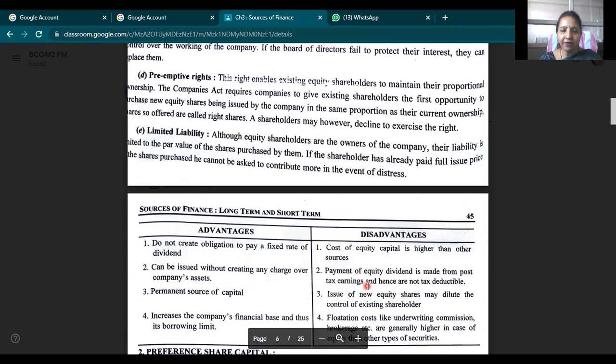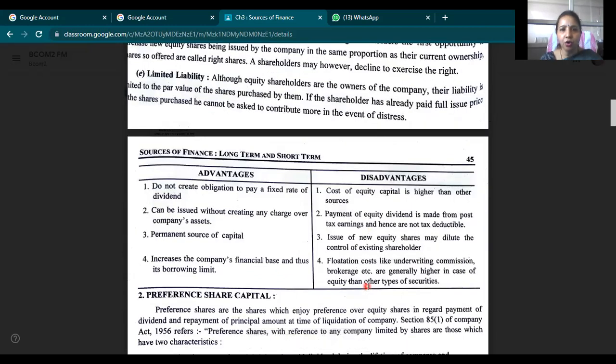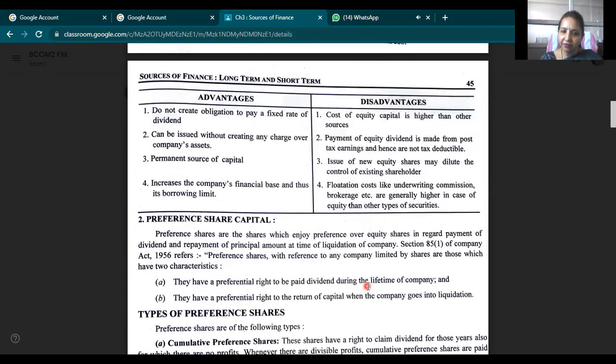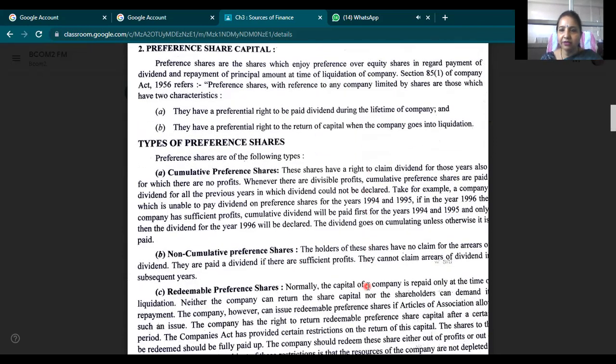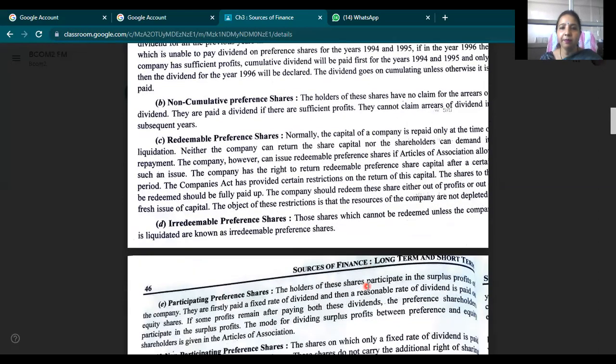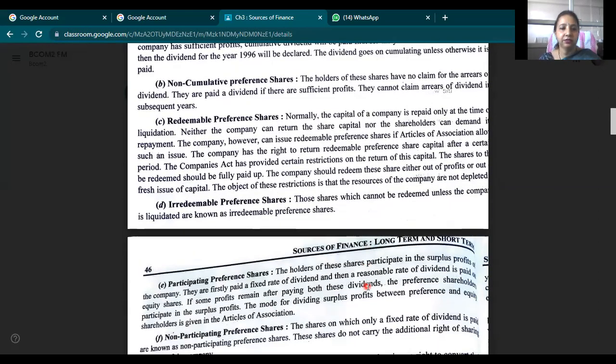Advantage, disadvantage, you already know, so you need not explain all these things. Preference share capital, types of preference. That means in your exam, you will be preparing one chart. If this question is asked, then some explanation about all these. So most importantly, you will be preparing that chart of finances.